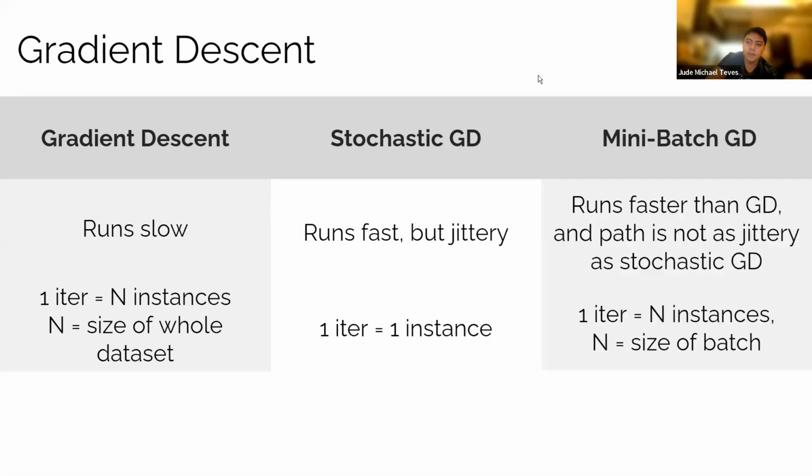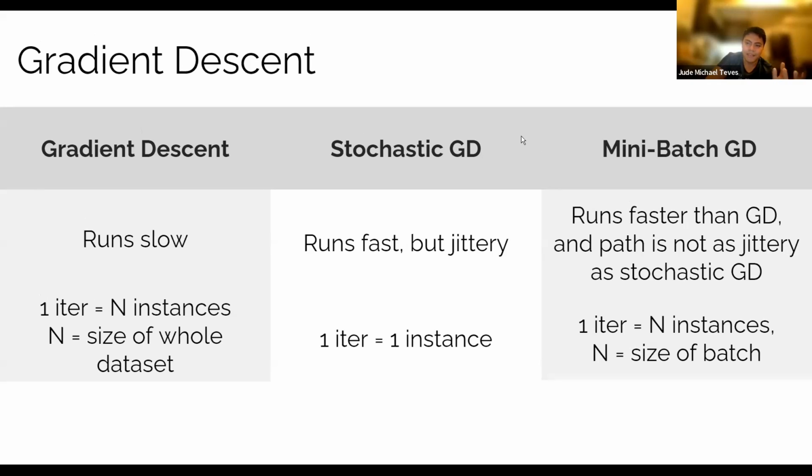So the third option that you have is mini batch gradient descent. It's the one in between. It's faster than gradient descent, and the path is not as jittery as the stochastic gradient descent because it is per batch. It's like the sweet spot, if you think of it that way.